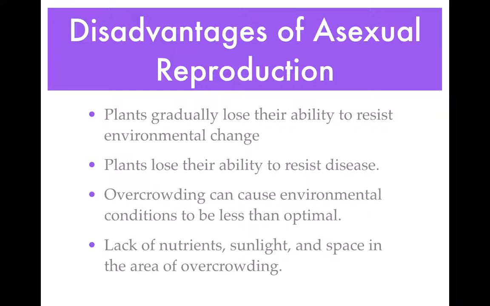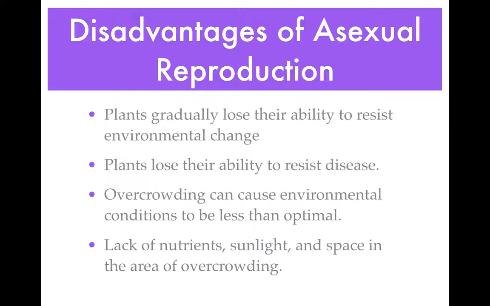Plants can also lose their ability to resist disease. If one plant is not immune to a particular bacteria or a virus that comes in and infects them, then all the other plants have the exact same genetics, and they're not going to be immune to that as well. And you can lose entire forests, entire fields through diseases that come in and wipe out because their genetics are all the same and they're not resistant.